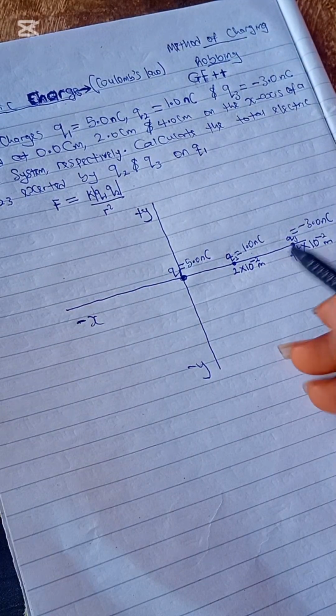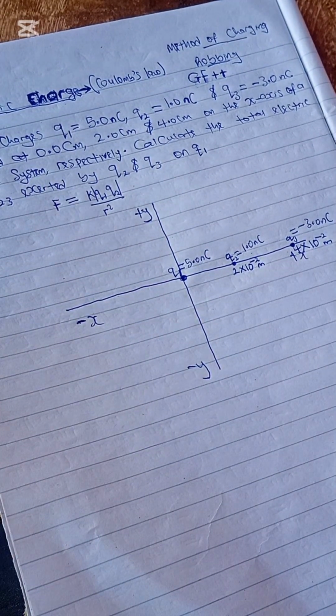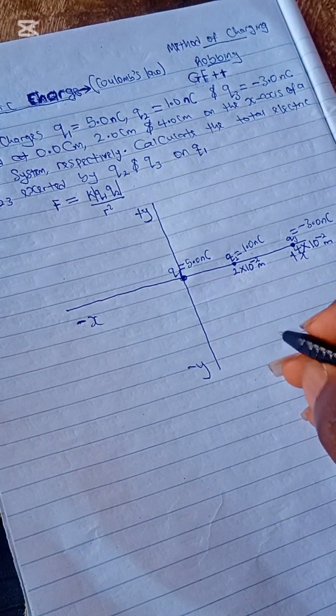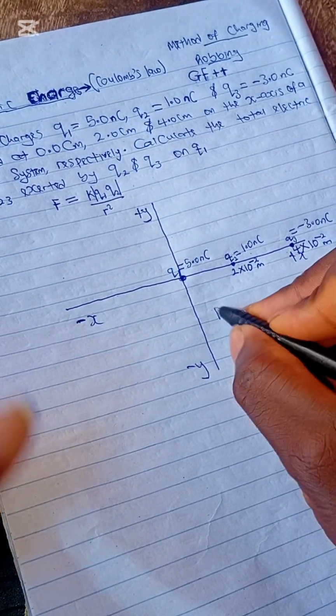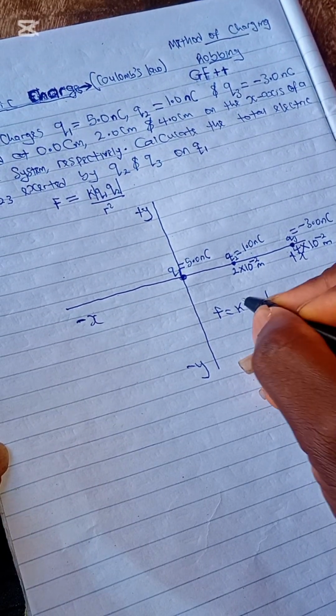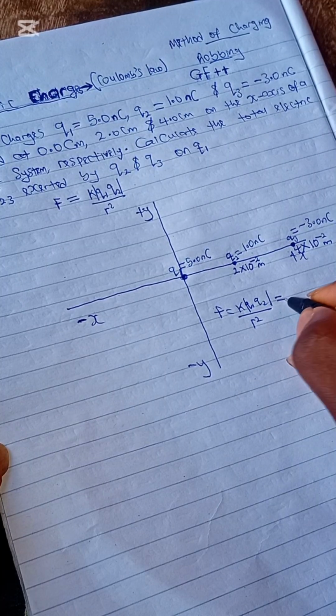What you have to consider in the question is the force that Q2 and Q3 are exerting on Q1. Are we together? Now, first find the force that Q2 is exerting on it. So that means you are going to use F equals K Q1 Q2 over R squared, which is what?